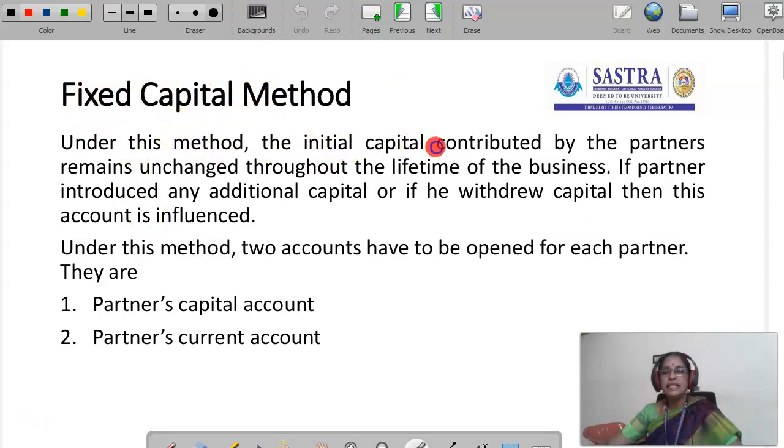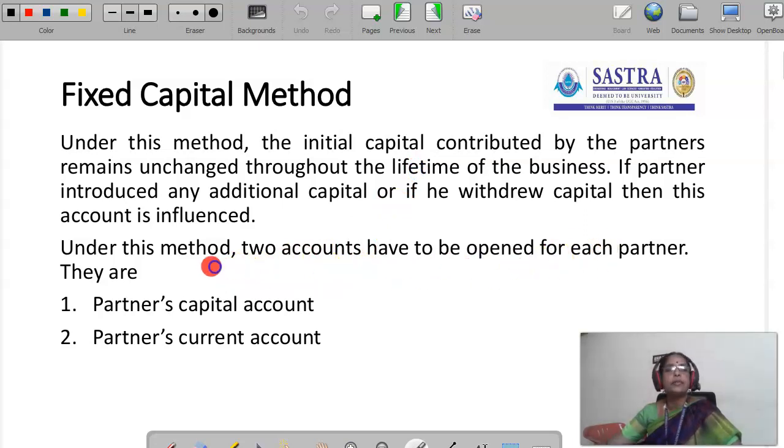Under this method, the initial capital contributed by the partners remains unchanged throughout the lifetime of the business. If a partner introduces any additional capital or if he withdraws capital, then this account is influenced. If he introduced a huge amount of additional capital or if he withdrew capital permanently, then this account will be changed. Otherwise, under the fixed capital method, capital account of the partner is not changed, it is static.